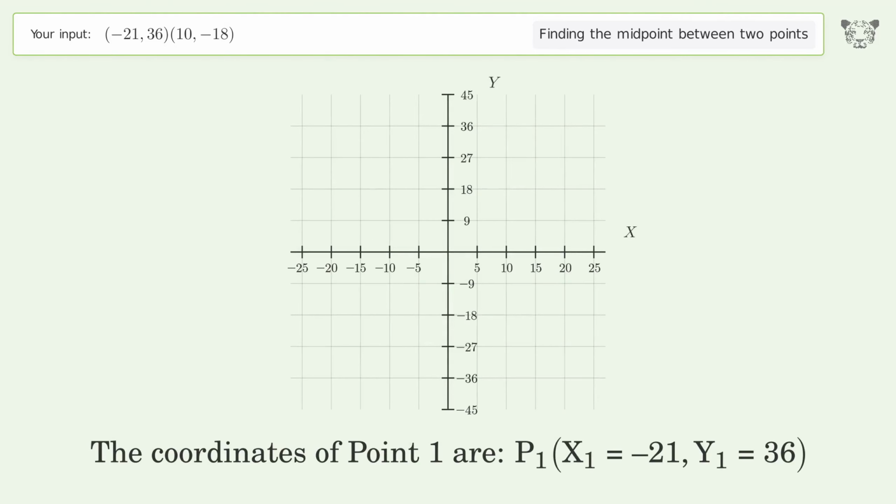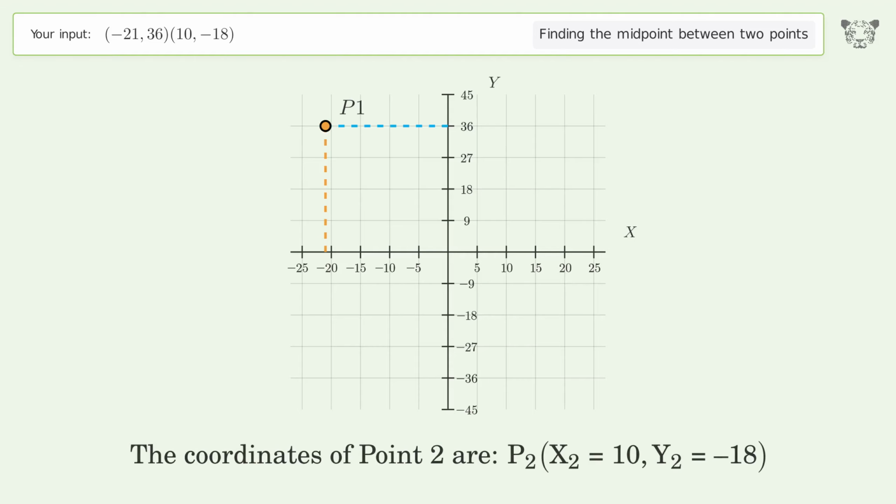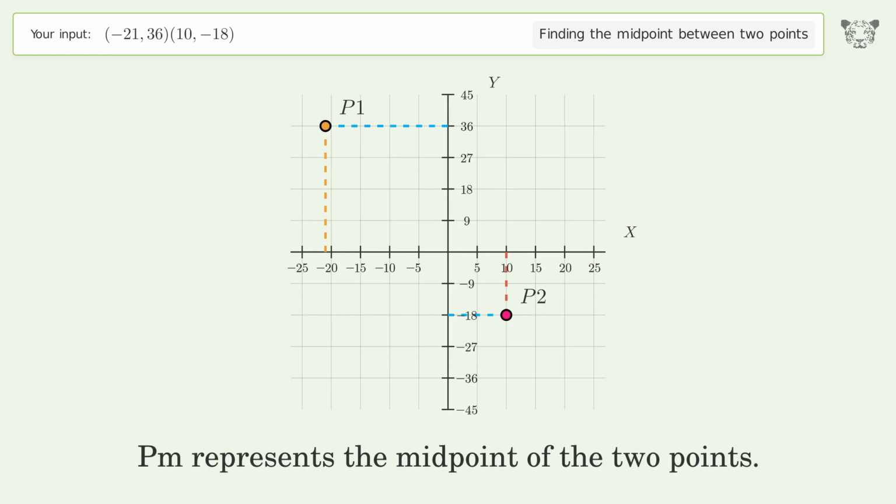The coordinates of point 1 are, x1 equals -21, y1 equals 36. The coordinates of point 2 are, x2 equals 10, y2 equals -18. PM represents the midpoint of the 2 points.